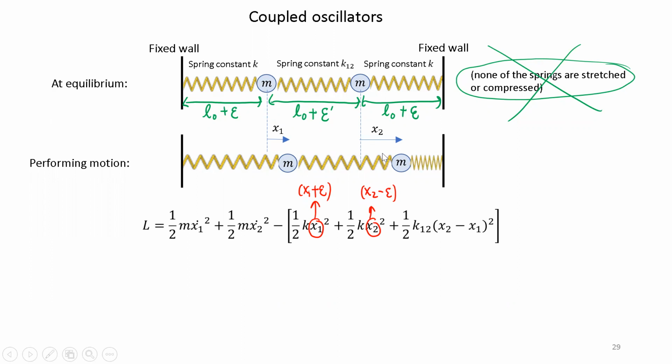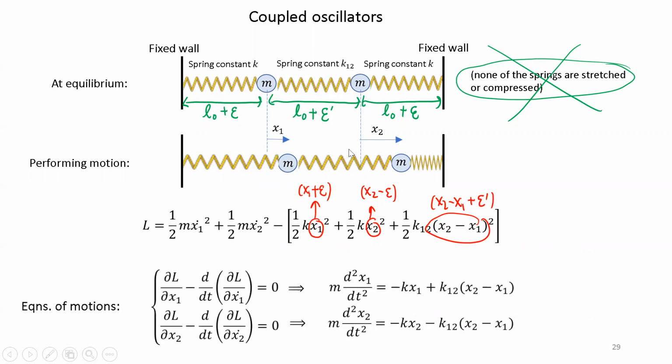So what about the middle one? What is the amount of stretching that we have in the middle spring? That would be x2 minus x1 plus the original stretching epsilon prime. So this one would become x2 minus x1 plus epsilon prime. So this is how you would modify the Lagrangian if you have the stretching already initially.